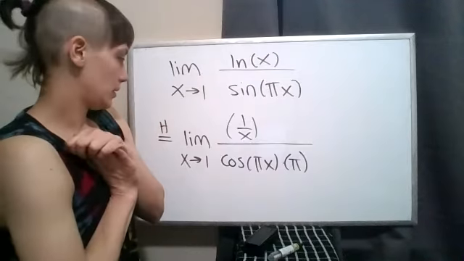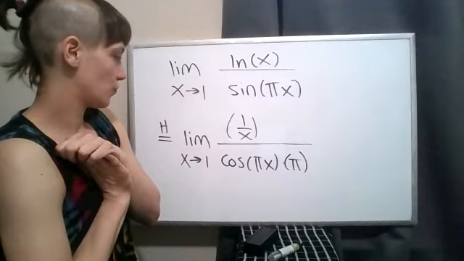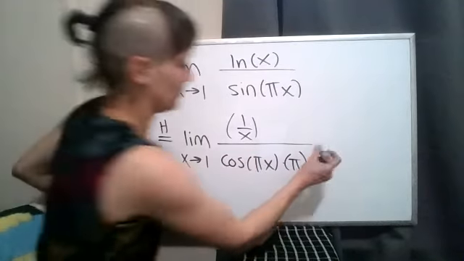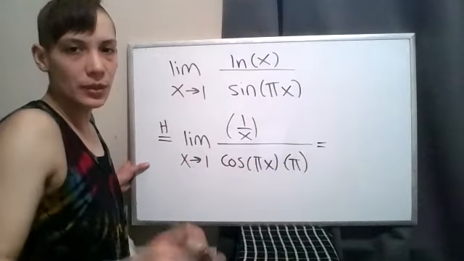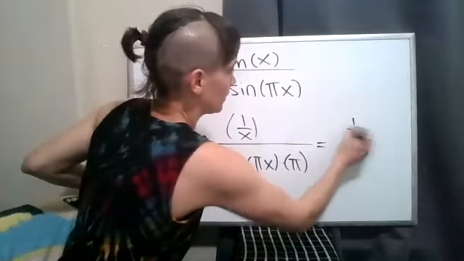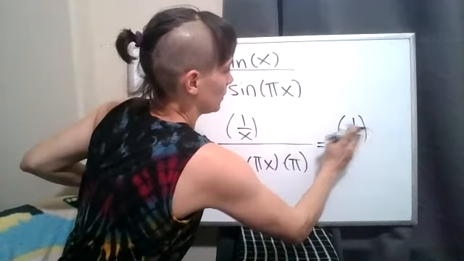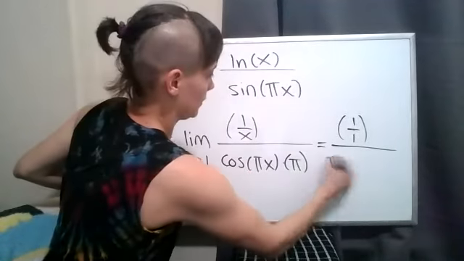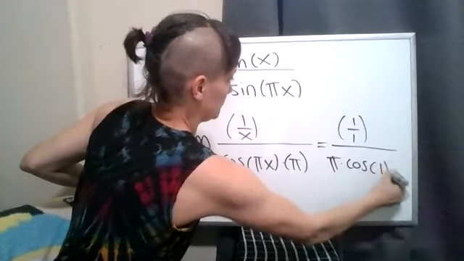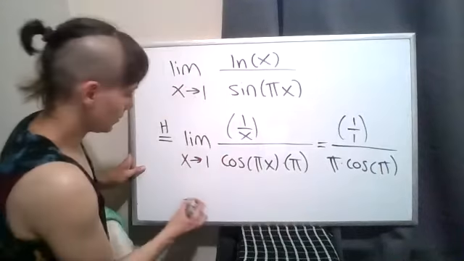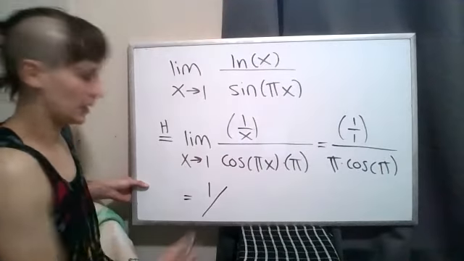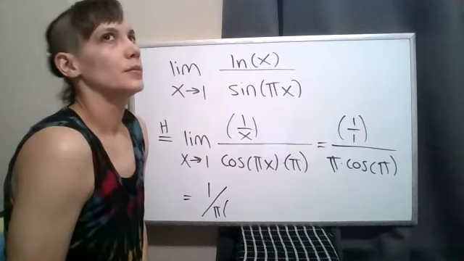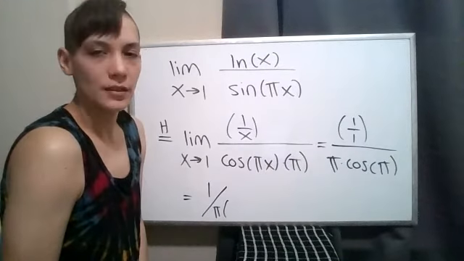How do we want to do this? Let's just put 1 in now. I'm not even going to worry about rewriting this. So we'd have 1 over 1, which is fine. Cosine of pi times pi. That would be 1 over pi times cosine of pi, which is negative 1. Cool. This is good.